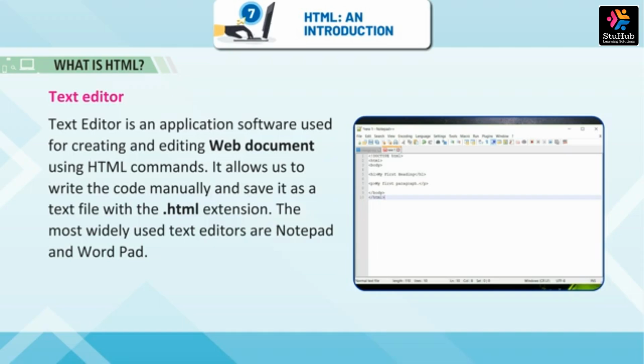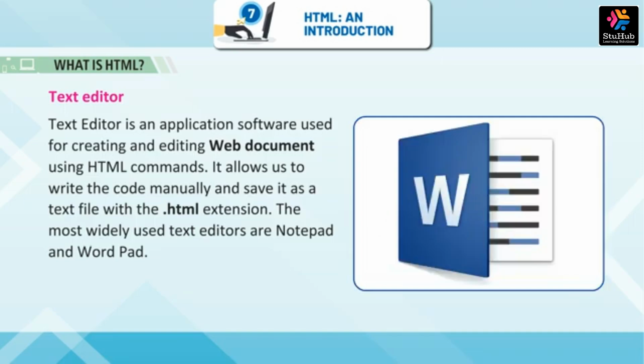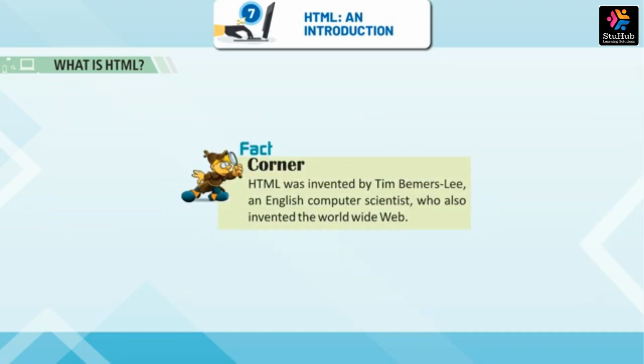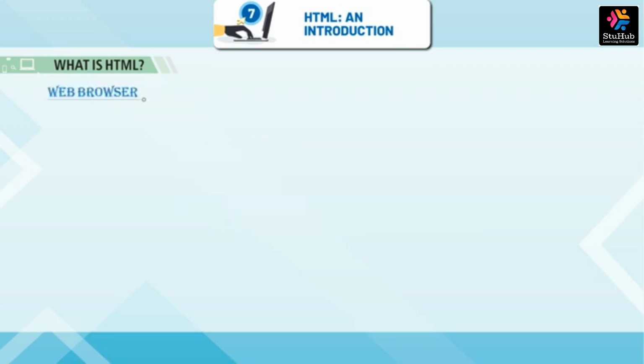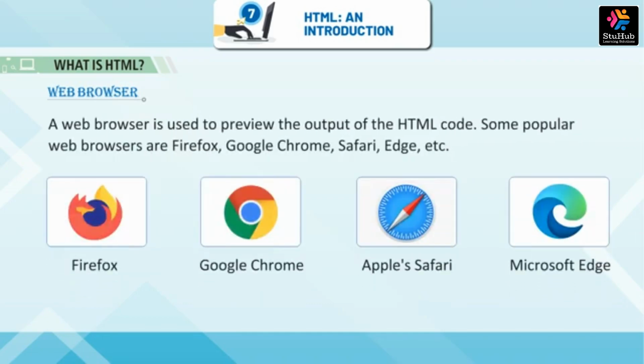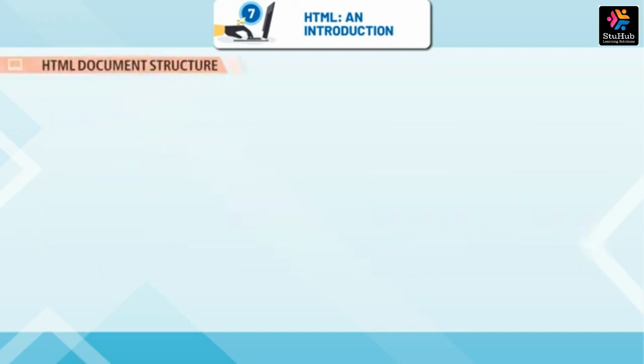Text editor. A text editor is an application software used for creating and editing web documents using HTML commands. It allows us to write the code manually and save it as a text file with the .html extension. The most widely used text editors are Notepad and WordPad. Fact Corner. HTML was invented by Tim Berners-Lee, an English computer scientist who also invented the World Wide Web. Web browser. A web browser is used to preview the output of the HTML code. Some popular web browsers are Firefox, Google Chrome, Safari, Edge, etc.